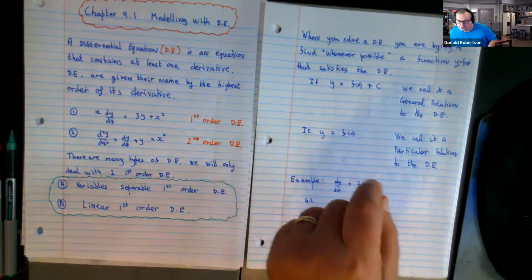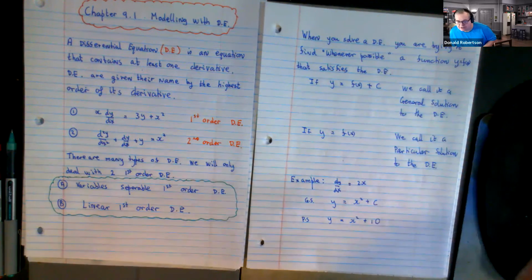Now, we try our best to write down solutions in this form. Y equals x cubed, y equals x minus sine x, that kind of thing. Sometimes you can't. Sometimes the solution is implicit, right? It's x squared plus y cubed all over x, and you can't do anything about it, and that is fine.